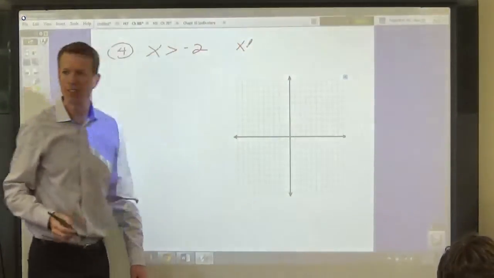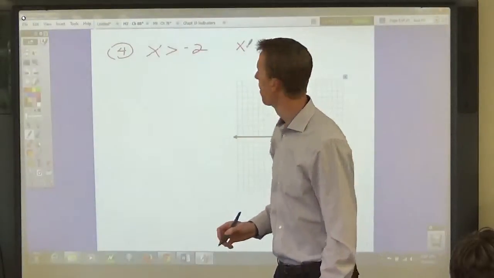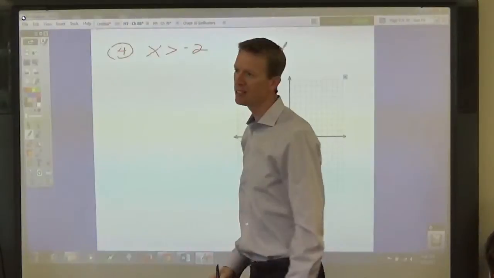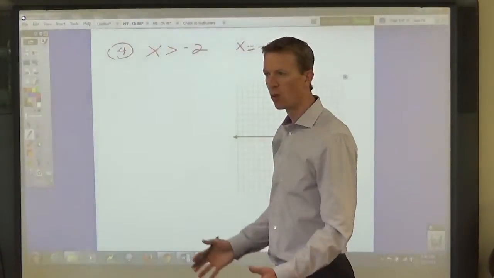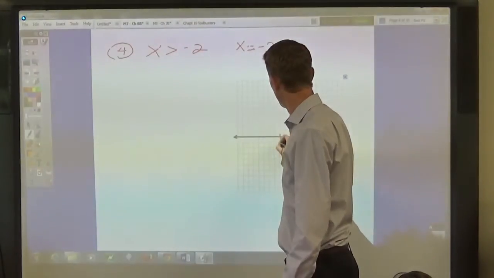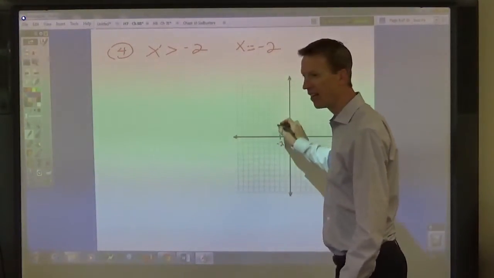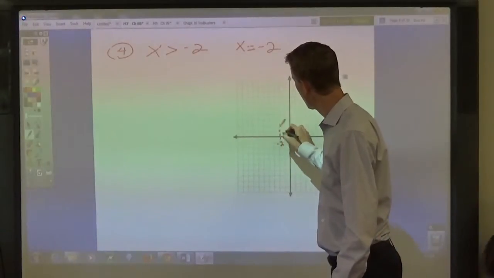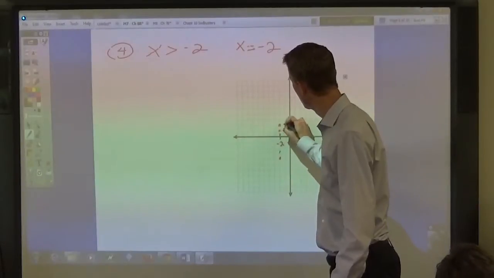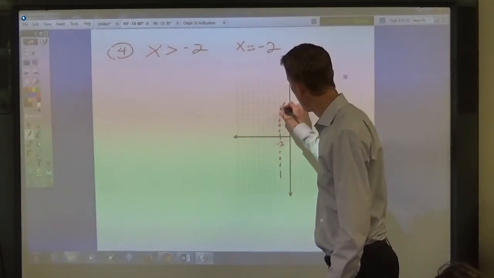What if it said x is equal to -2? What does that mean? x is always -2. Good, Michael. So what does that mean? It just stays on -2, doesn't it? So it's a vertical line. Is it solid or dashed? Dashed. Yep. So it's a dashed line.